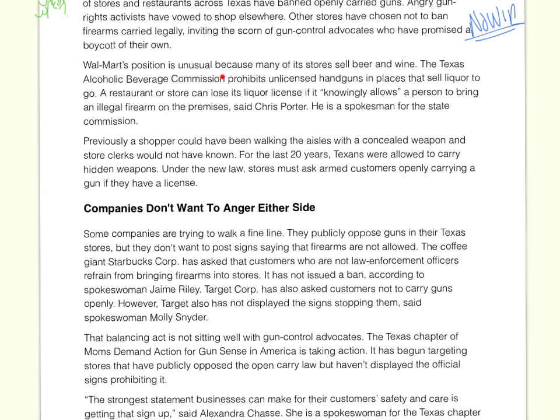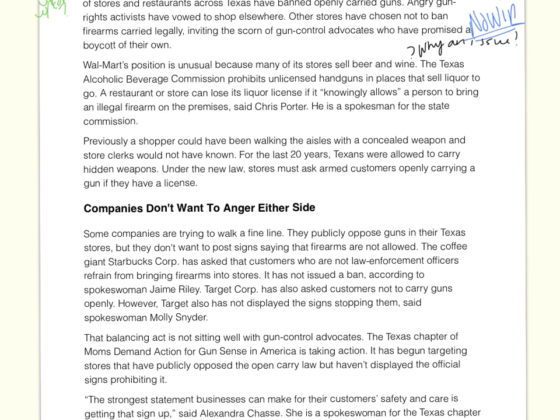Walmart's position is unusual because its many stores sell beer and wine. I wonder what that has to do with it. Why is that an issue? The Texas Alcoholic Beverage Commission prohibits unlicensed guns in places that sell liquor to go. A restaurant or store can lose its liquor license if it knowingly allows a person to bring an illegal firearm on the premises, said Chris Porter. He is a spokesman for the state commission.